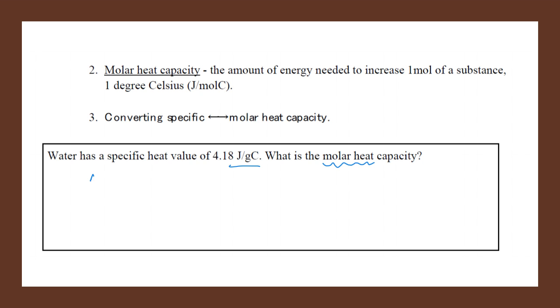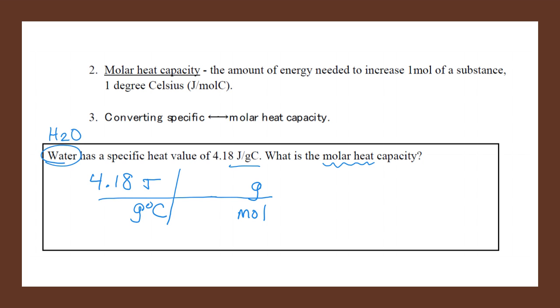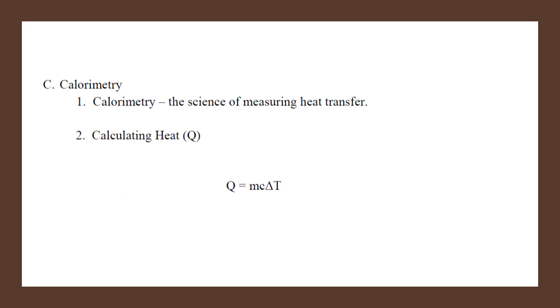And so here's how you would set that up in order to figure out molar heat capacity. If I have 4.18 joules over grams degrees Celsius, I want it to be joules over moles degrees Celsius. So the units I want to convert are from grams to moles. Since we're dealing with water, water's H2O. I know that oxygen is 16. Each hydrogen is 1.01, so that's going to give me 18.02 grams per 1 mole of water. All that's going to do is cancel out my units of grams, and it's going to give me, when we multiply across, 75.3 joules per mole degrees Celsius. So it'll take 75.3 joules of energy to raise the temperature of water by 1 degree Celsius if you have 1 mole of water. So that's just a quick conversion from specific to molar heat capacity.